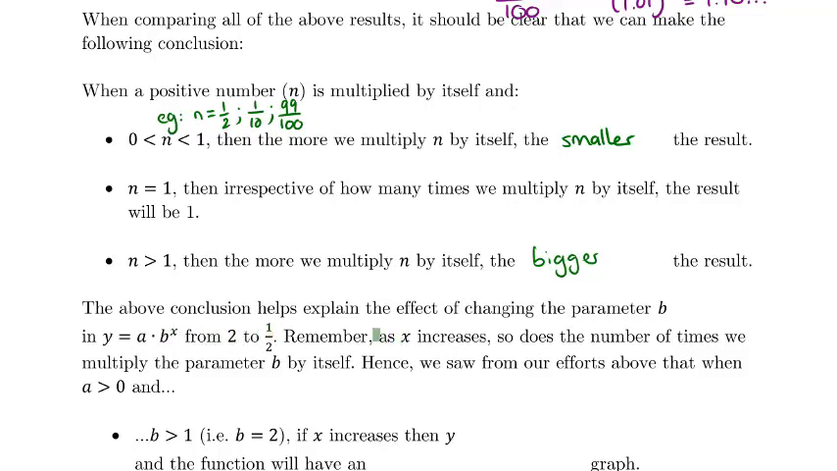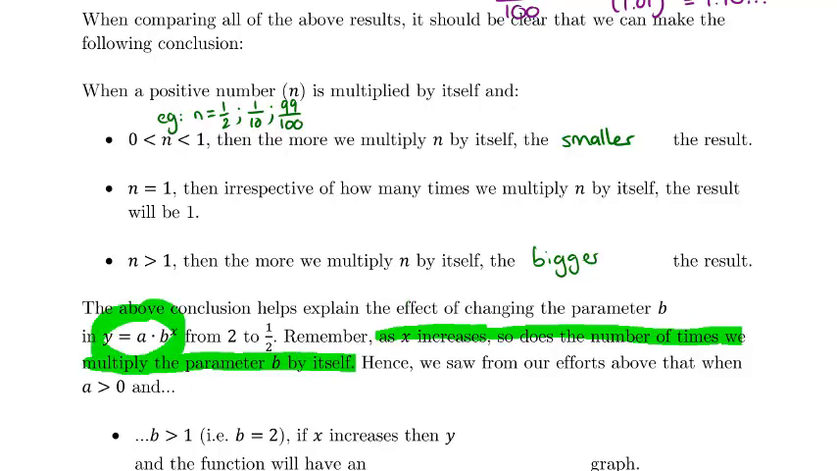Remember, as x increases, so does the number of times we multiply the parameter b by itself. Think about it, guys. In y equals a times b to the x over here, that exponent x is telling you how many times you multiply this parameter b by itself. So if x gets bigger, you are telling b to multiply by itself more times.